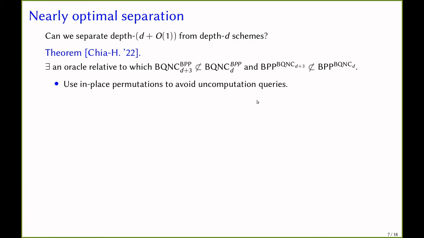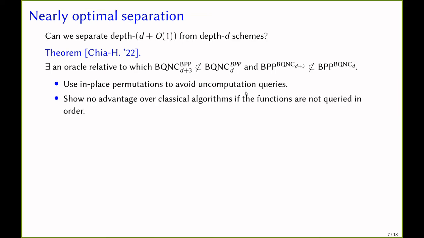So the idea is the following. We use in-place permutation to avoid computation queries. And then we show that, by applying a similar idea as the previous paper, there is no advantage over classical algorithms if the functions are not queried in order. So that shows that the device must have sufficient query depth in order to simulate the Simon's function. A similar result was also shown independently by Hasegawa and Lagale in a paper posted on the same day.